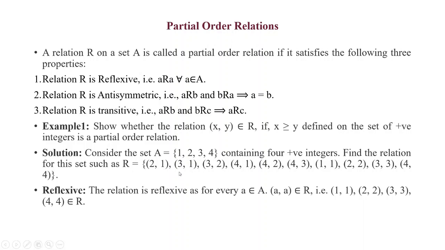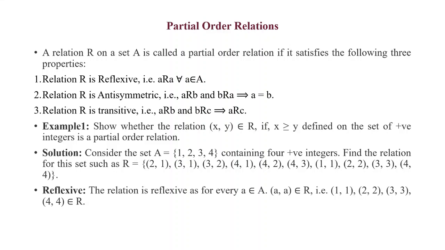3 comma 1, 1 comma 3, no. 3 comma 2, 2 comma 3, no. 4 comma 1, 1 comma 4, no. 4 comma 2, 2 comma 4, no. 4 comma 3, 3 comma 4, no. So only the pairs with a equal to b are present here. As per our definition, the violation would be two pairs, (a, b) and (b, a), belonging to R with a not equal to b.